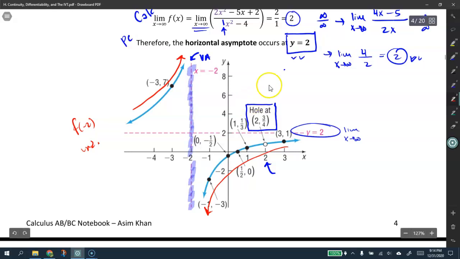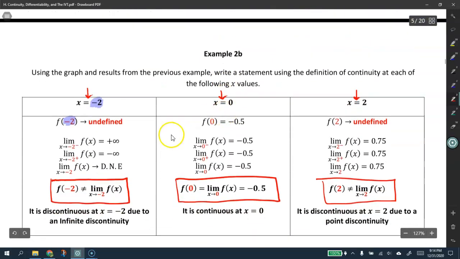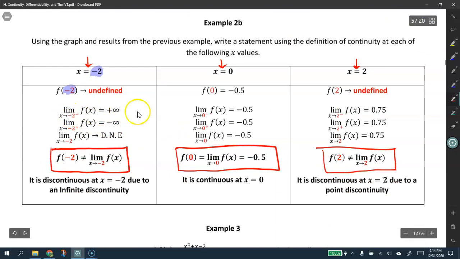So what do we conclude as far as the definition of continuity is concerned? We say the limit from one side is positive infinity, and the limit from the other side is negative infinity, so the overall limit doesn't even exist. And that is sufficient. But if you look at the fact that the function is undefined at -2, that's all the more reason to say it is discontinuous at x equals -2 because of an infinite discontinuity. All right, let's take a look at the next one.